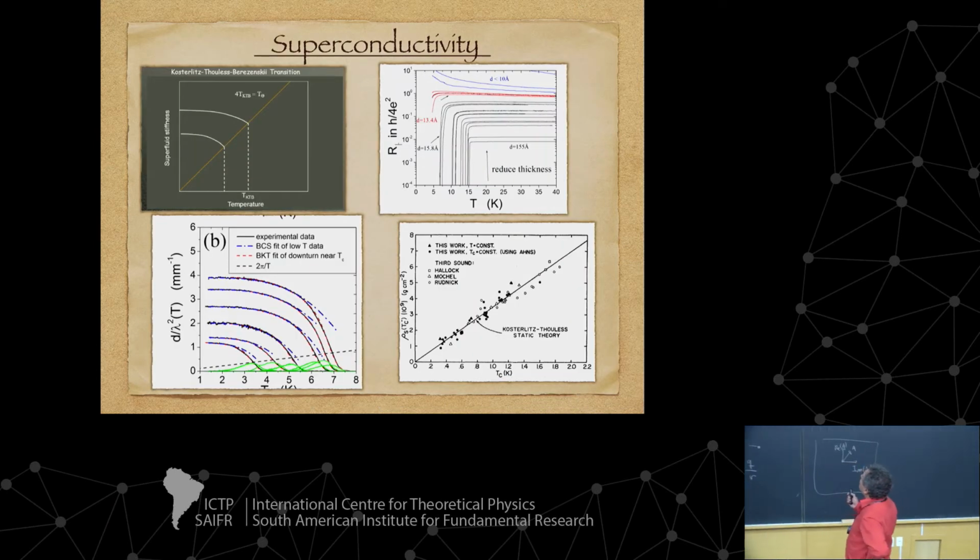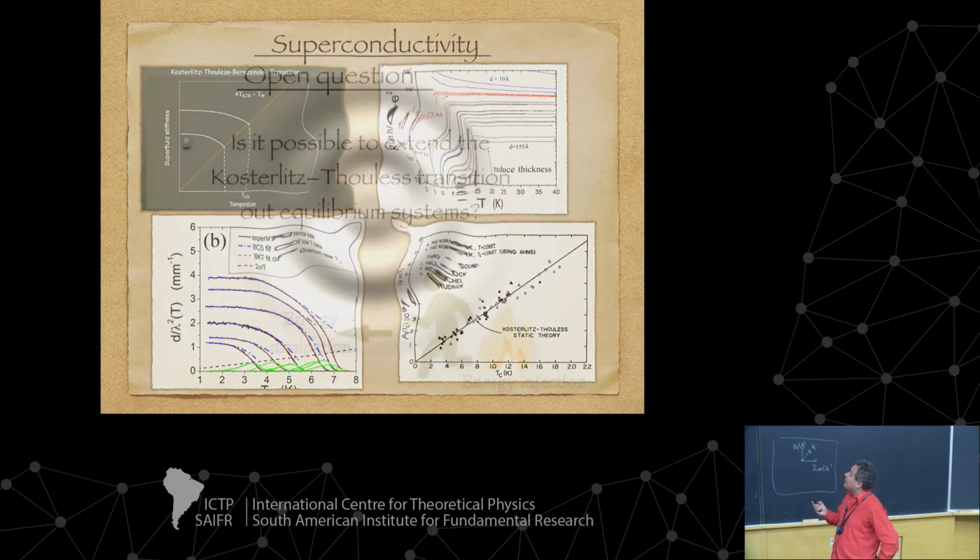Okay, for superconductivity, we're checking this theory, but we need very low temperature. This is in Kelvin, sorry, this is temperature. Here is the thickness in order to check the penetration of the superconductivity in the system. And the red line is the theory of the Berezinskii-Kosterlitz-Thouless transition. So this theory was very nice to explain this phenomenon of the appearance of this exotic state of matter as a function of the temperature in equilibrium.